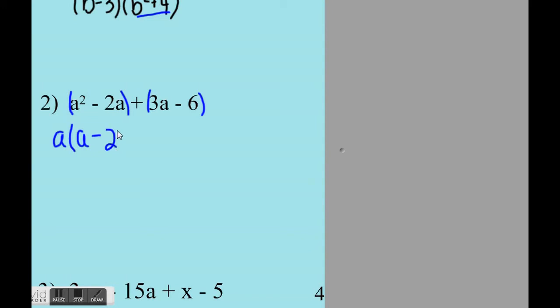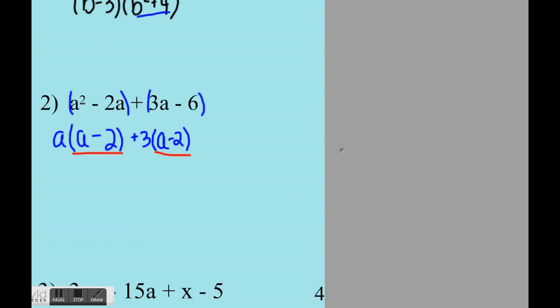For my second set of parentheses, 3a minus 6, the greatest common factor is a positive 3. 3a divided by 3 is a. Negative 6 divided by 3 is a negative 2. You should now be noticing the GCF for the next part of our problem is a minus 2. This is exactly the same in both parentheses, which is what we want to happen.